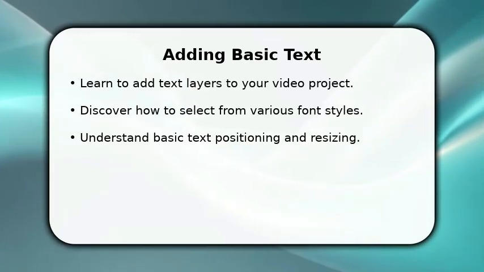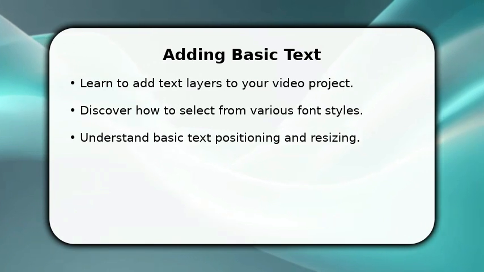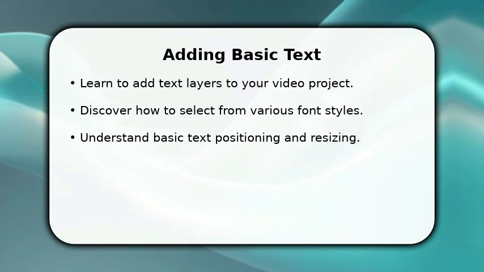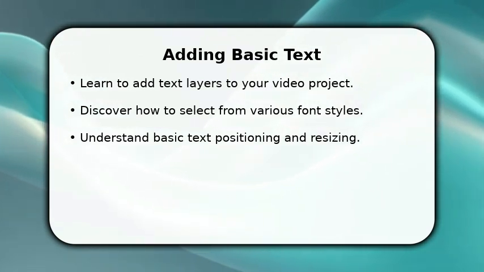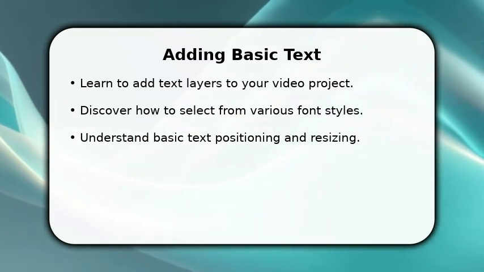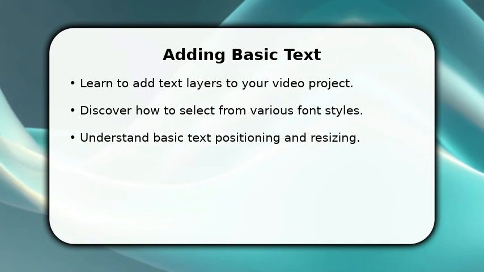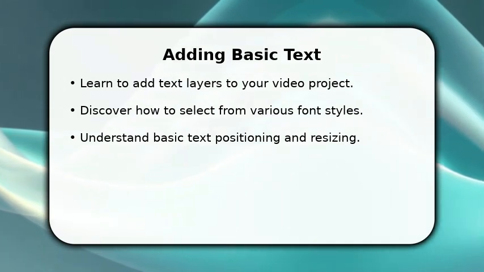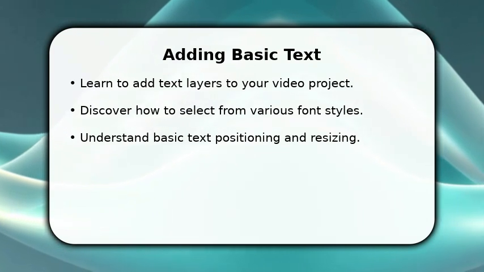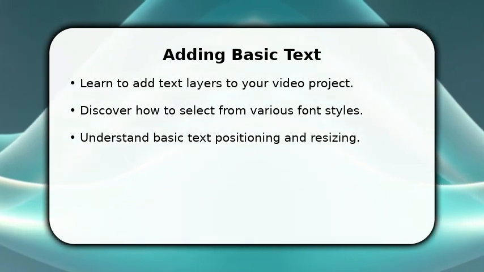In this video, I will show how to text like a pro in Capcut. First, open your project and tap Text to add a new text layer. You can then type your desired message. Explore the font options to find a style that fits your video's aesthetic. Easily adjust the text size and position it precisely on your screen for optimal visibility. This foundational step is crucial for all your text-based edits.